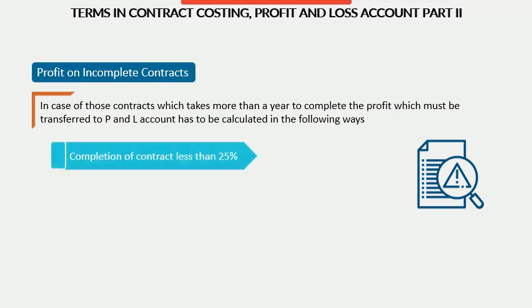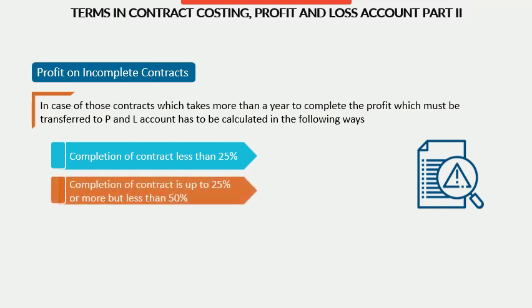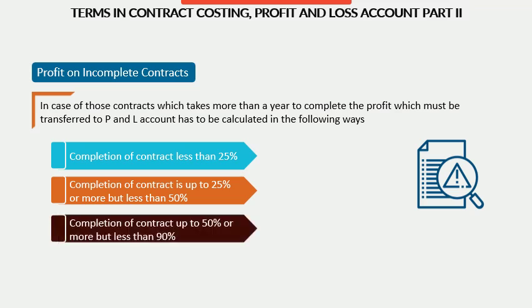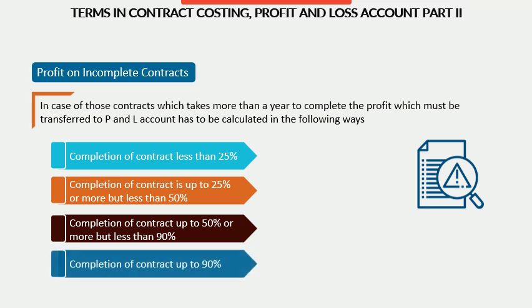Completion of the contract less than 25%. Completion of the contract is up to 25% or more, but less than 50%. Completion of a contract up to 50% or more, but less than 90%. Completion of contracts up to 90%.